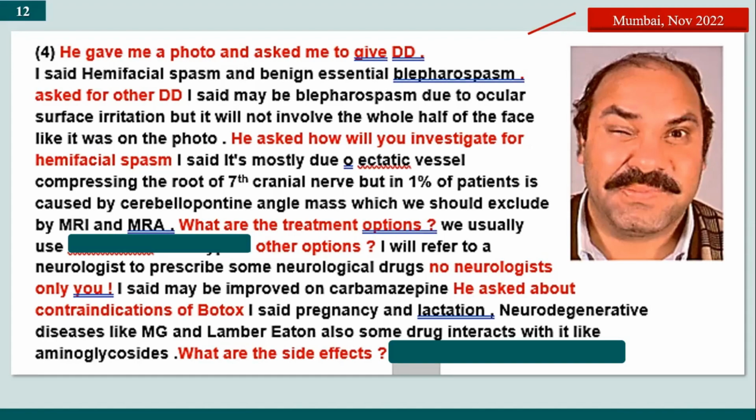So he asked, how will you investigate hemifacial spasm? I said it's mostly due to an ectatic vessel compressing the root of the seventh cranial nerve, but in 1% of patients, it is caused by a cerebellopontine angle mass, which we should exclude with MRI and MRA. What treatment do we usually use? Yeah, answer. I'm hiding the answer, so you can say it. Lubricants or even Botox injection for this patient.